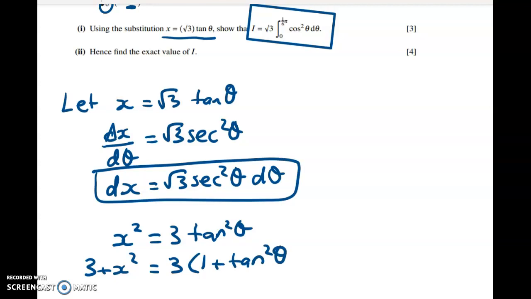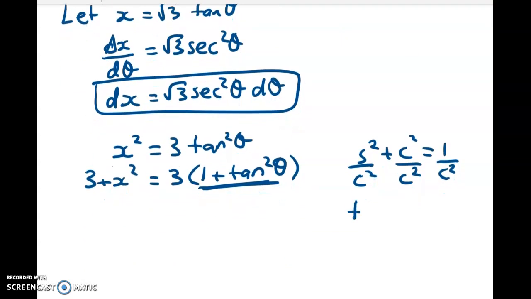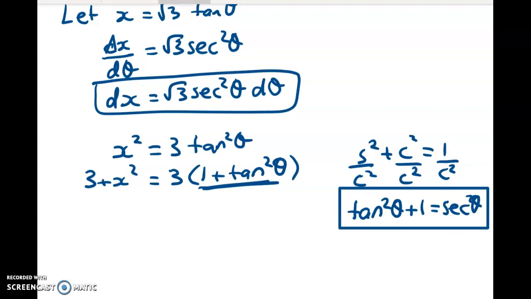So let's just look at how we can simplify that. Remember, back in AS we had sine squared plus cos squared equals 1 was the only identity that we knew, and we can switch that around. So here, if we divide through everything by cosine squared, we get tan squared theta plus 1 is equal to sec squared theta. Okay, so we've got that. We're going to use that fact in here. So we've got 3 sec squared theta for 3 plus x squared.